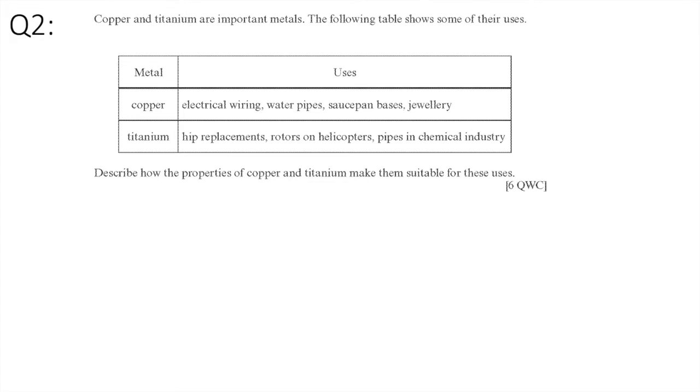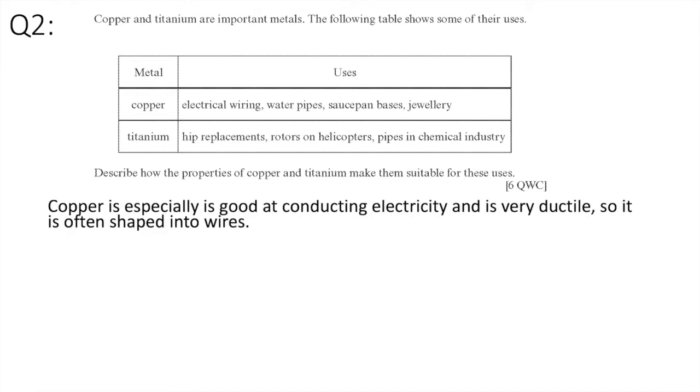The second question is: copper and titanium are important metals. The following table shows some of their uses. It shows that copper is used for electrical wiring, water pipes, saucepan bases, and jewellery. And titanium is used in hip replacements, rotors on helicopters, and pipes in the chemical industry. So the question is to describe how the properties of copper and titanium make them suitable for these uses.